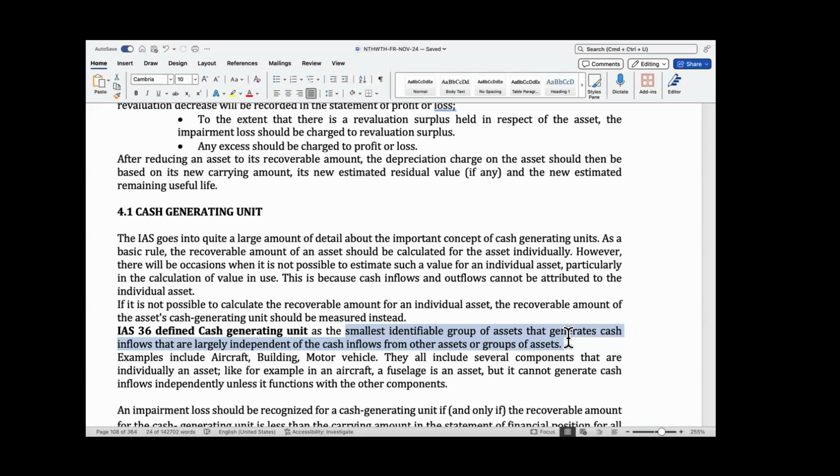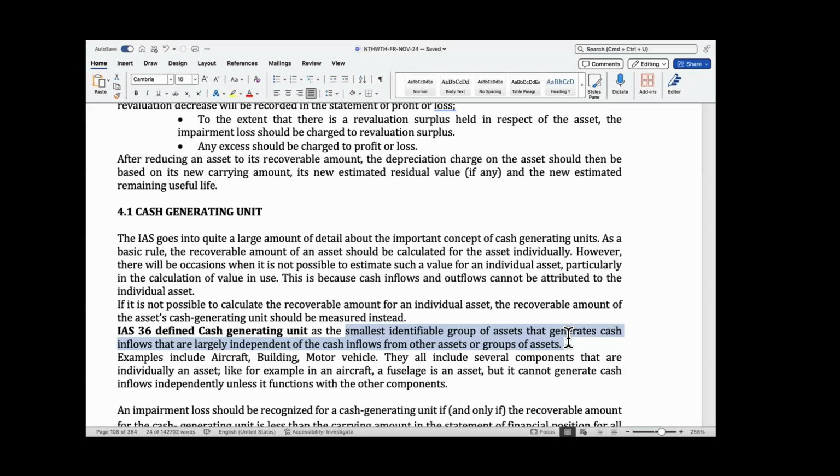Because if we don't group them together, we will not be able to get their value in use. And without their value in use, we cannot get recoverable amount. And without recoverable amount, we cannot get impairment loss. So value in use will ultimately ensure that we impair assets for impairment loss as the case may be. So that is why the cash generating unit is coming up.